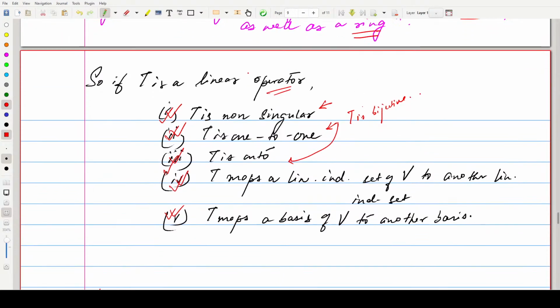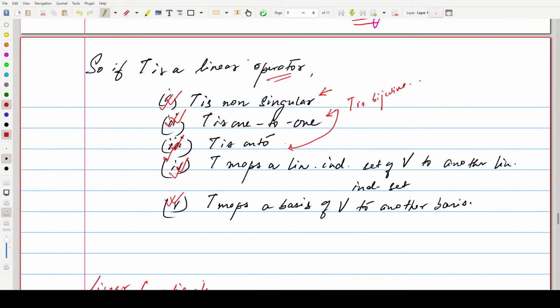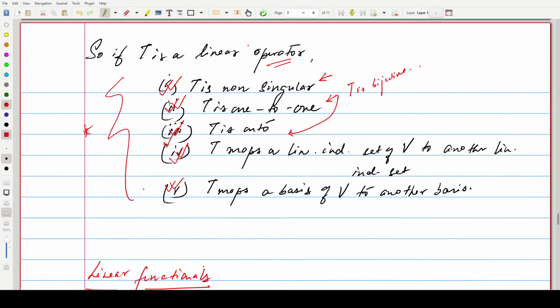And T maps from a linearly independent set of vectors V to another linearly independent set, and that will span the space V as well. But the other thing is that the basis vectors will obviously be transformed as given in number 5. So these points are essential. You're going to say that okay, we're dealing with a linear operator over here, right?